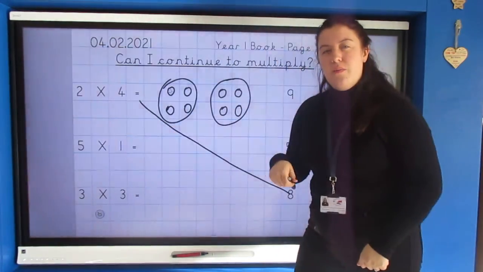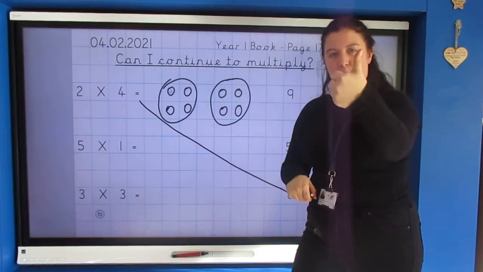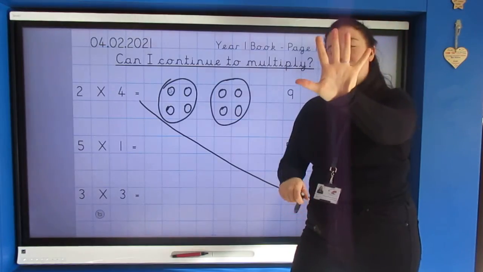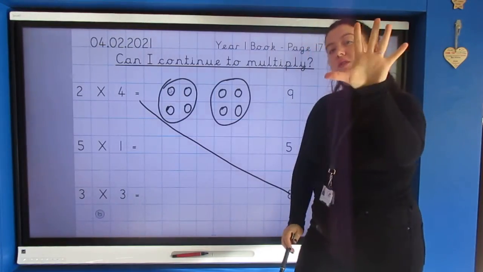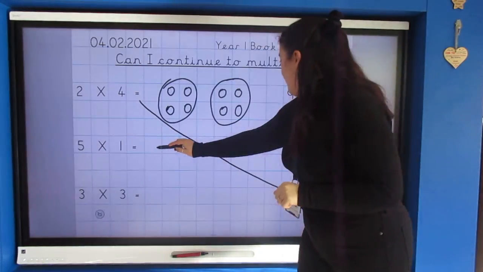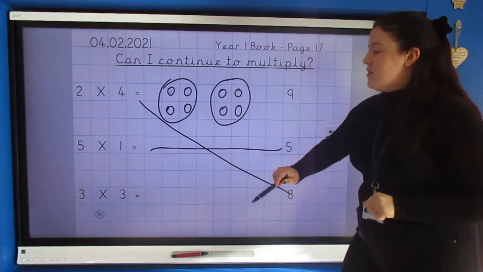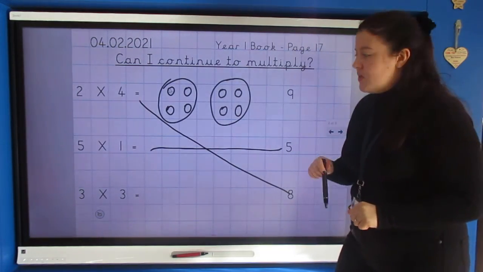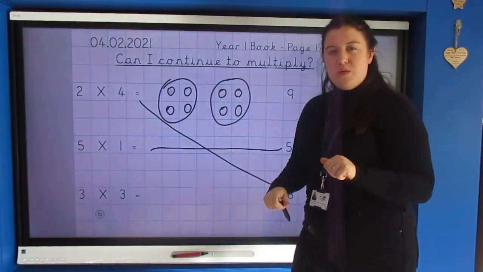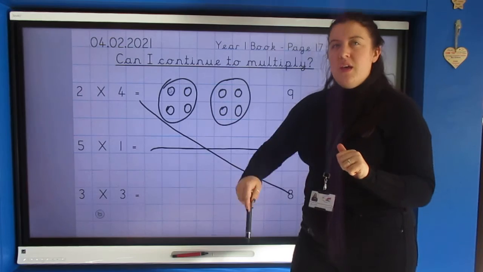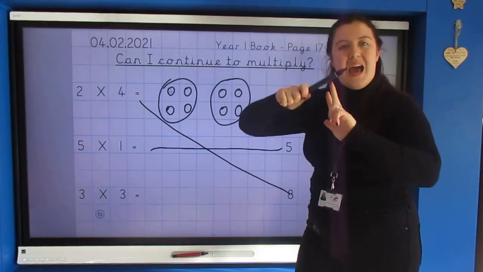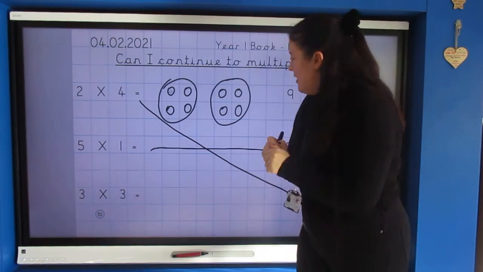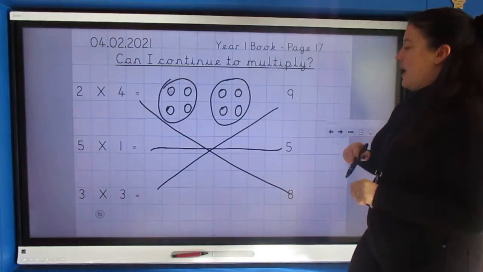5 lots of 1. I'm going to use my fingers this time. There's 1 lot, 2 lots, 3 lots, 4 lots, 5 lots. So 5 lots of 1s equals 5. So I'm going to match it to number 5. And that leaves me 1 more. But don't just guess, don't just presume it's right. Work it out. 3 lots of 3. Now I'm going to do my times table. 3 lots of 3. 3, 6, 9. 3, add 3, add 3. 3 lots of 3 equals 9. Which is correct. That was the answer that was left.